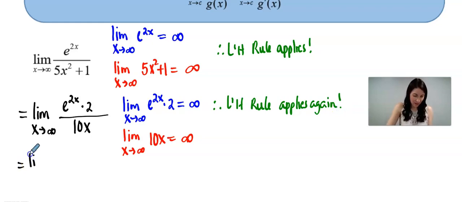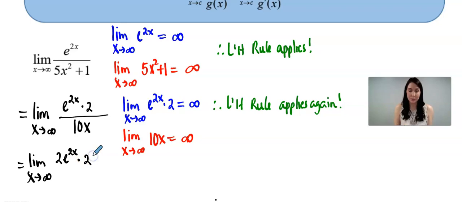So this would equal the limit as x approaches infinity of, so I'm going to rewrite the original as 2 times e to the 2x. So the derivative of that would be 2 times e to the 2x times 2 divided by 10. Now, L'Hopital's rule wouldn't apply again because if you think about it, the denominator is just 10. So there's no possible way I can come up with infinity over infinity. So now I just use direct substitution by thinking about plugging in infinity. 2 times e to the infinity times 2 would be infinity divided by 10, which is none other than infinity.